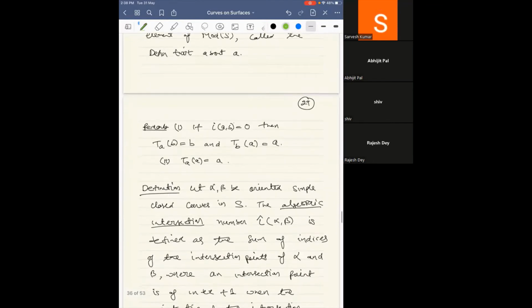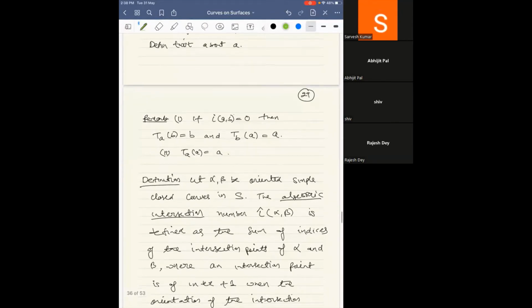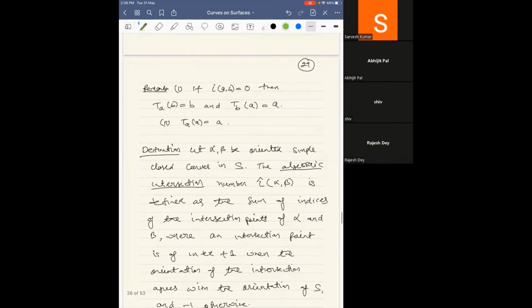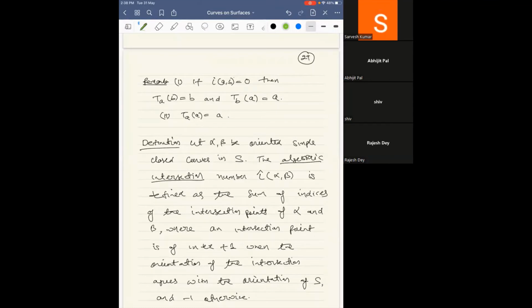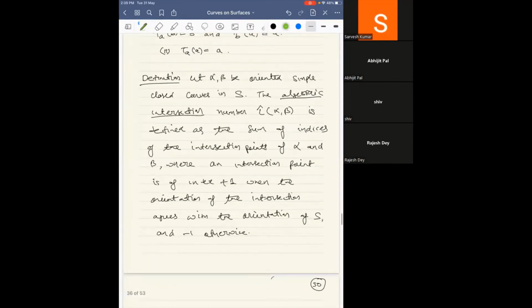Okay. So the next terminology is that of algebraic intersection number. We had not defined it earlier, but we will need it. So let us define. Let alpha and beta be two oriented simple closed curves in a surface. Then the algebraic intersection number, denoted by I hat of alpha, beta, is defined as the sum of indices of the intersection points of alpha and beta, where an intersection point is of index 1 when the orientation of intersection agrees with the orientation of S, and -1 otherwise.